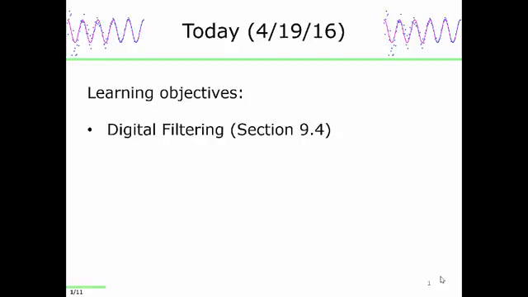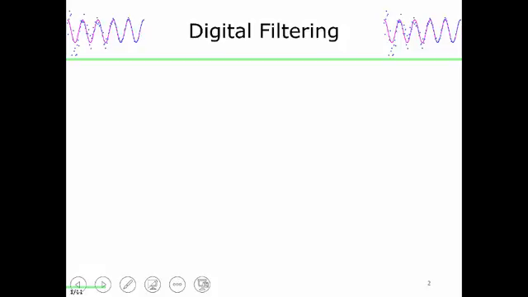On the agenda today, just one topic, digital filtering. And this is pulled primarily from section 9.4, which is not titled digital filtering. It's entitled enhancing digital signals or some such nonsense. But really, it's centered on digital filtering and why and how we do it. And so I thought I'd start with a bit of a motivation.